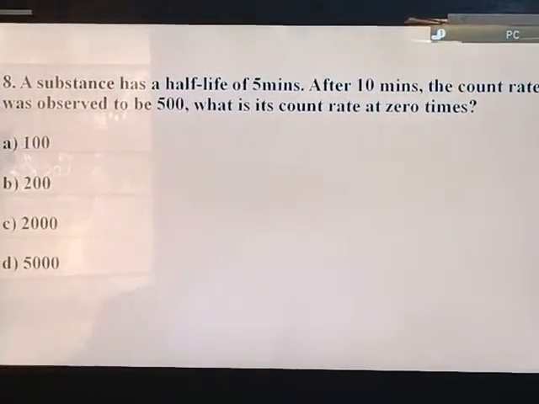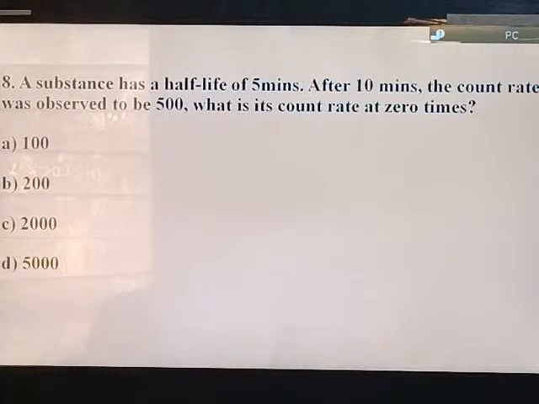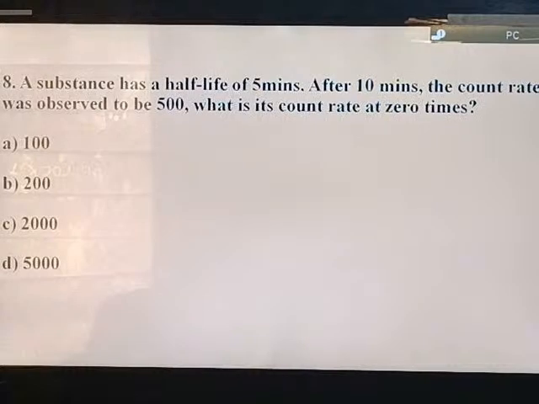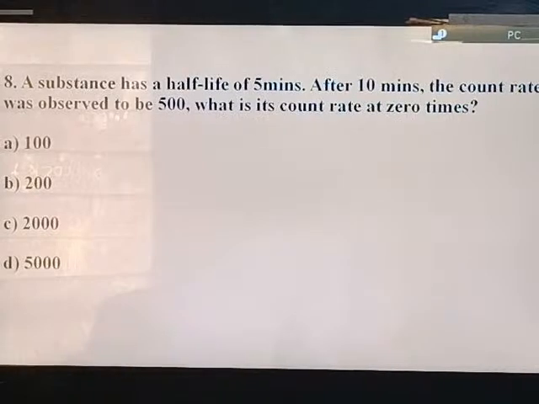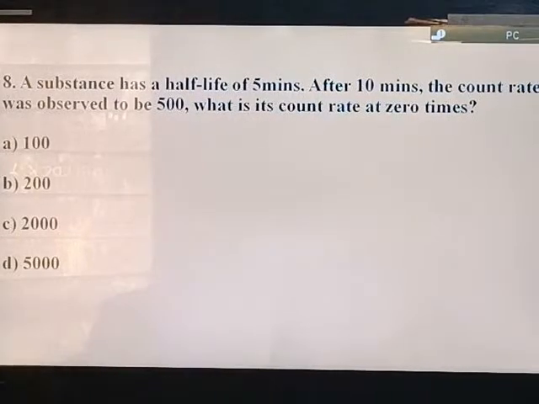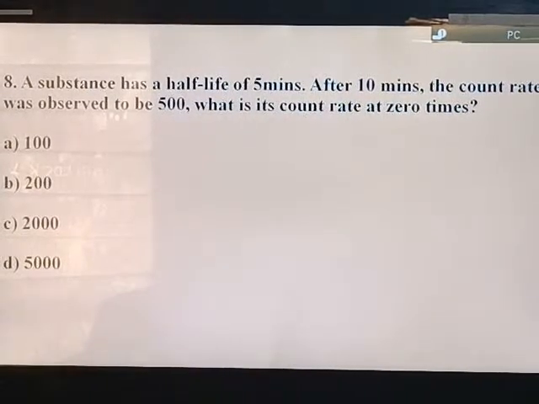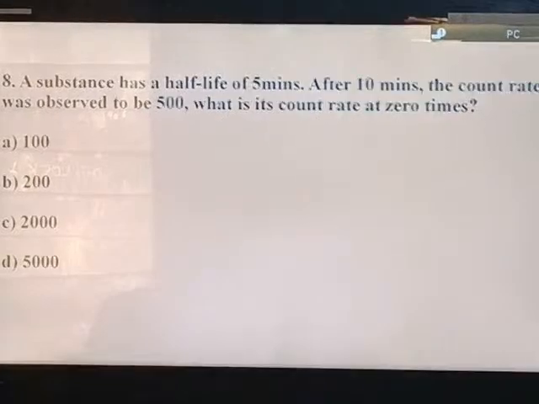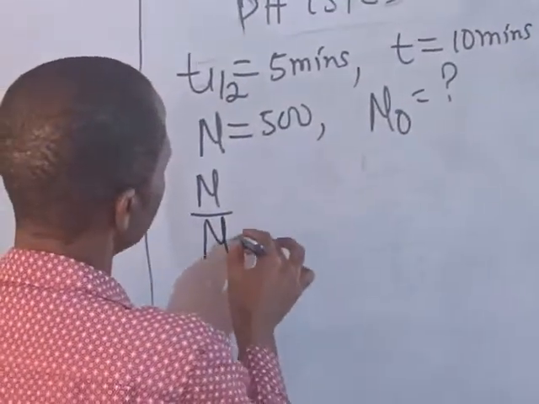The count rate after 10 minutes, when it has started to decay, was observed to be 500. So that's N, 500. Then we are asked, what is the count rate at 0 time? That is when it is about to start decaying. That's N naught. It is unknown. Now, when you come across a question like this, a formula helps us to solve it every single time.